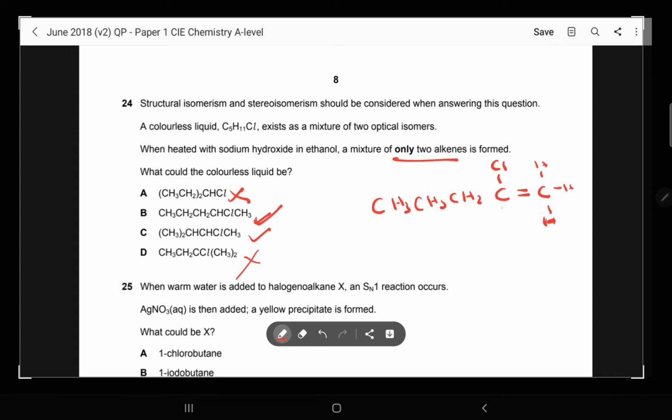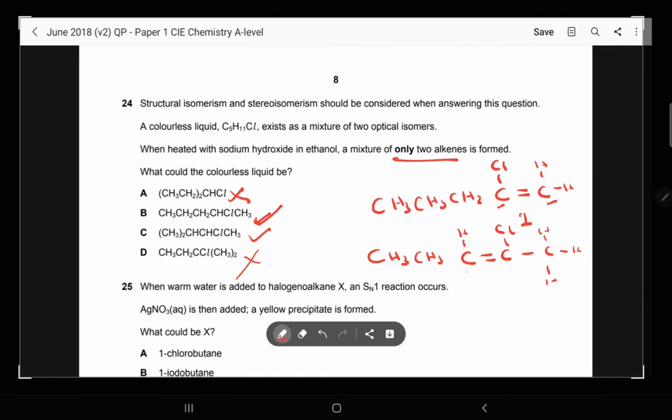This one does not undergo cis-trans isomerism because the first carbon, where's my eraser? The first carbon has two hydrogen groups. In order for cis-trans isomerism to happen, each of these carbons has to be attached to two different groups. So for this one, since both of them are hydrogens, there is only one isomer over here. If I change things up, CH3, CH3, CH, carbon, chlorine, and then there is going to be CH3 over here.